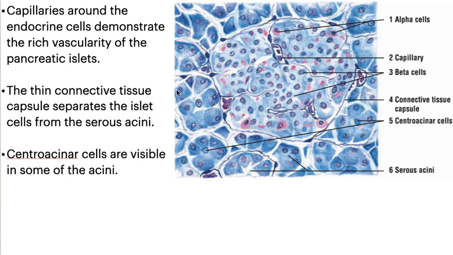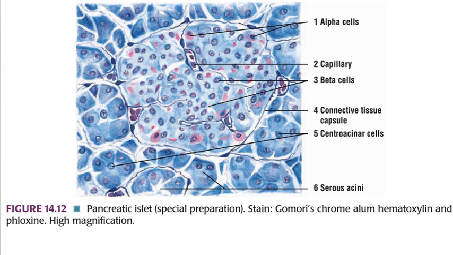Now, as you can see, there are numerous capillaries demonstrating the rich vascularity of the pancreatic islet. We have a thin connective tissue capsule separating the islet from the serous acini, and the centroacinar cells are visible in some of the acini over here. The special preparation is called Gomori's chrome alum hematoxylin and phloxine stain, used for staining of the pancreatic islet.